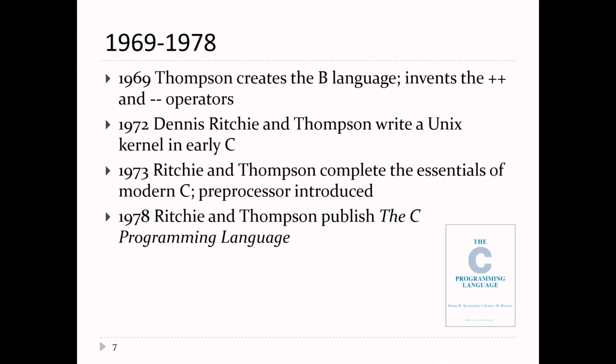Okay, so in the late 60s through the 70s is when the language C was basically conceived, evolved, and then settled into its more or less final form. The predecessor to C was a language called BCPL, from which B came, and then C came from B. B is where plus plus and minus minus comes from.